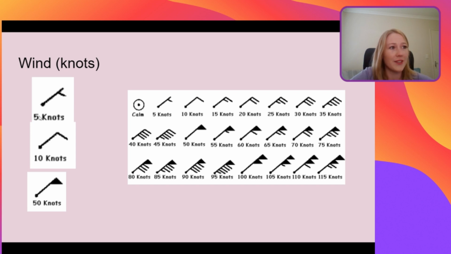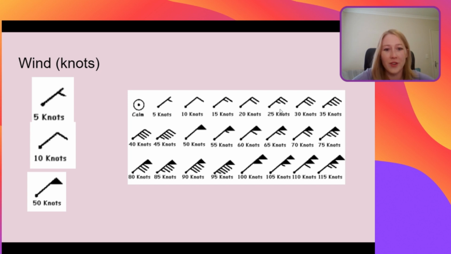And a half a line is 5 knots. If it is all the way at the end, then it is a full line and it's 10 knots. And now it's just a matter of counting. So that one is 5, half a line. That one is 10, full line at the end. That is 15, 10 plus 5. This one is 20, 10 plus 10. This one's 25, 10 plus 10 plus 5.